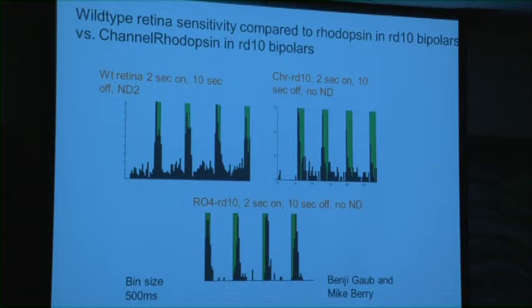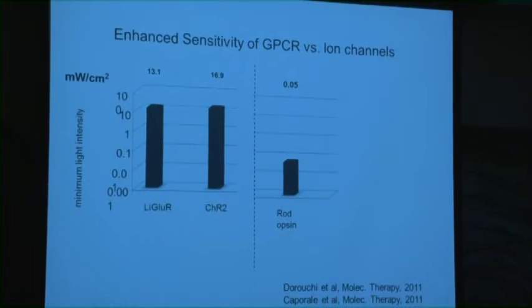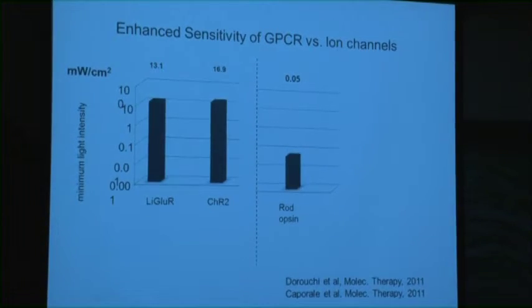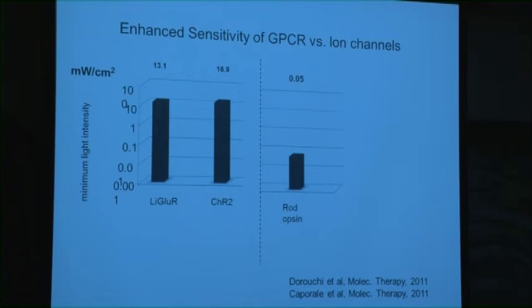Here's another example, and what he's comparing here is wild-type retina sensitivity compared to rhodopsin and channel rhodopsin in bipolar cells of RD10 mice that no longer have surviving photoreceptors. What he's able to show is that you get significantly more amplification. Here's the sensitivity of rhodopsin compared to either channel rhodopsin or the glutamate receptor expressed at the same level in the same cell. So it appears that there is some amplification and hopefully some adaptation by hijacking and separating the light sensor from the effector.